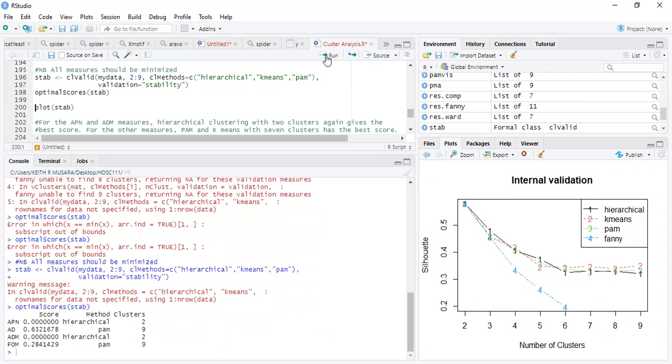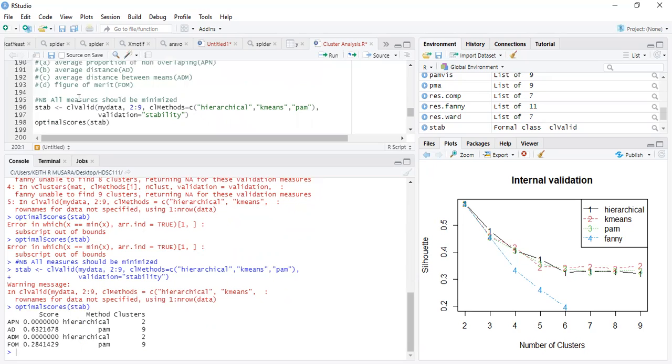Right. I'm sure fuzzy has some problem on our data set because of its flexibility. It's not that flexible compared to other methods. So if you look at the scores here, it gives you the suggestion that APN, AD, ADM and FOM minimize the score, right? And the methods that are probably prompted to say the best is hierarchical with 2 number of clusters, and also the PAM with 9 number of clusters.